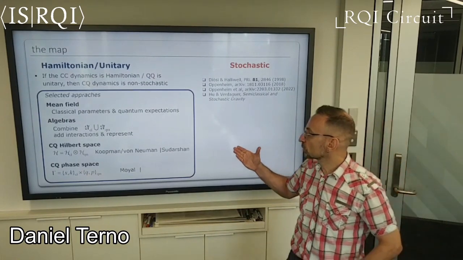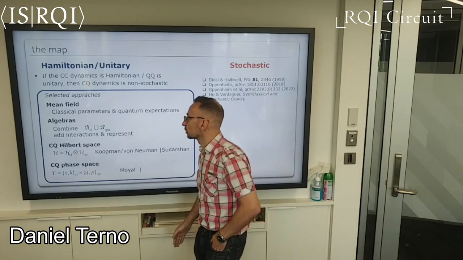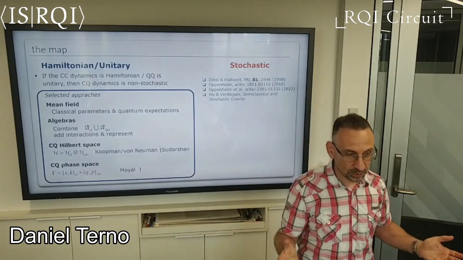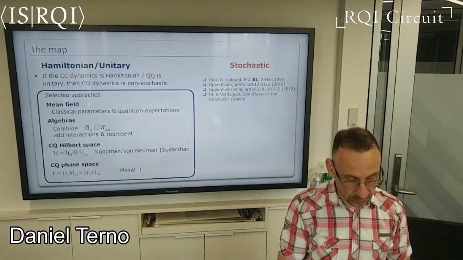Now, what are the approaches? The oldest, still most useful, is the mean field or Ehrenfest approach, where we have classical parameters and quantum expectations affecting the classical system. We can also look at the algebraic approach.